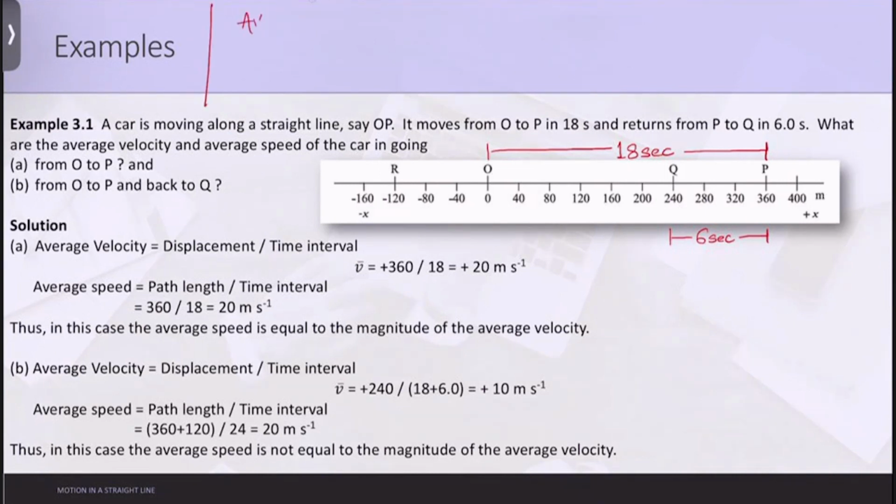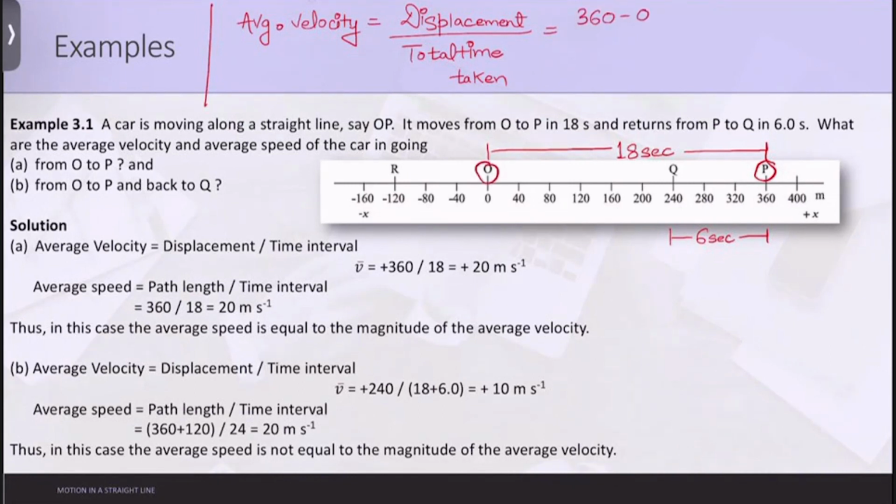What is average velocity? Average velocity is nothing but your displacement value upon total time taken, right? So what is displacement value? Displacement value will be from O to P. The final value is P. Initial value is O. Therefore, this will be final value, that is plus 360 minus 0 upon time taken will be 18. It is given in the question. Therefore, it will be 360 divided by 18. As you can see, that answer came out to be 20 meter per second.